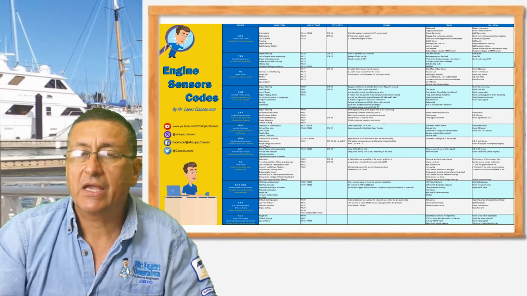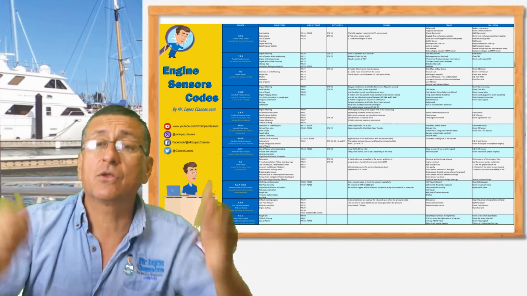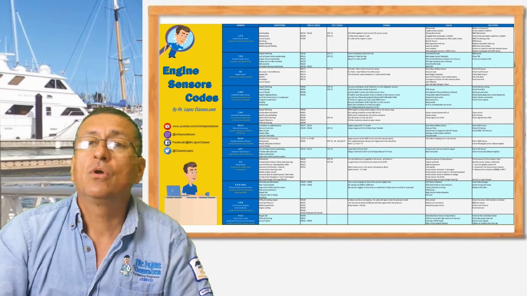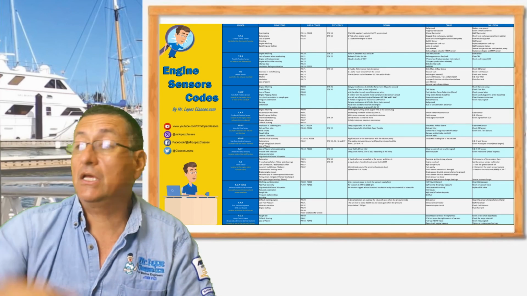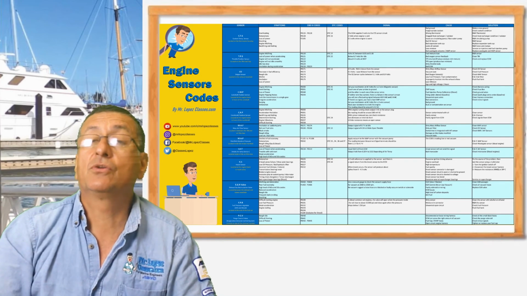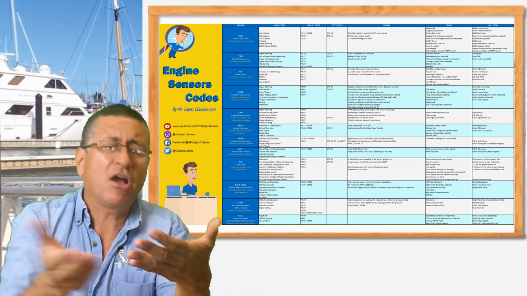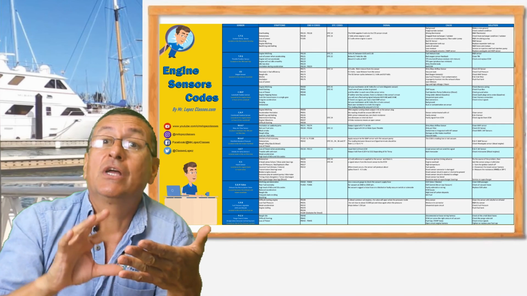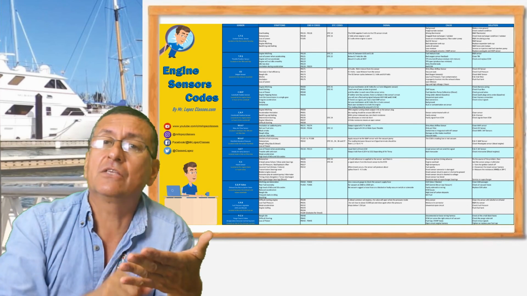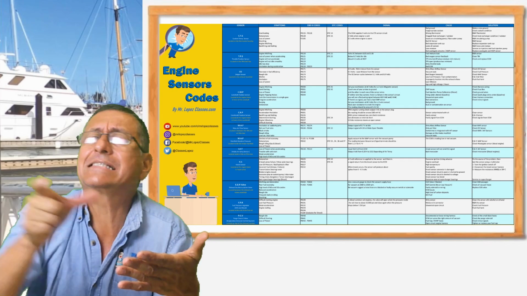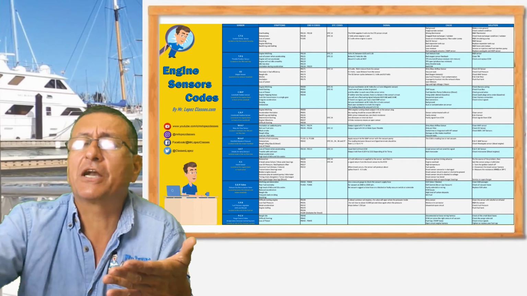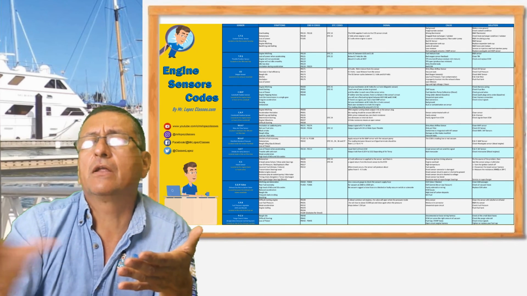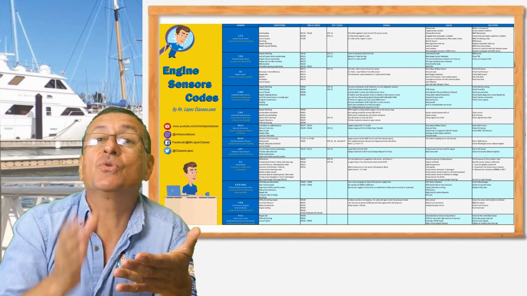In other words, if I have the manual of your car, a Honda Civic, and you want to know if the throttle position sensor in my boat, in my MerCruiser, is good or not, you check what happened with the throttle position sensor in the Honda manual. How is the procedure to troubleshoot that sensor? That procedure applies exactly for your MerCruiser. Probably the values are different because MerCruiser uses different values, but the procedure is the same.